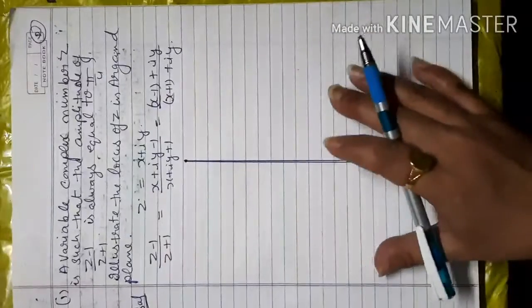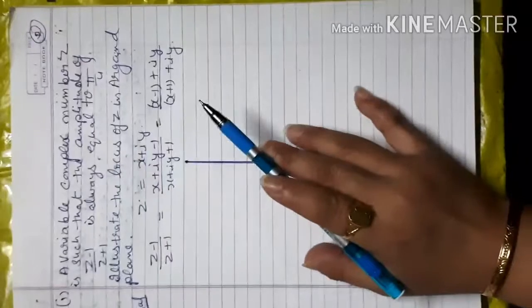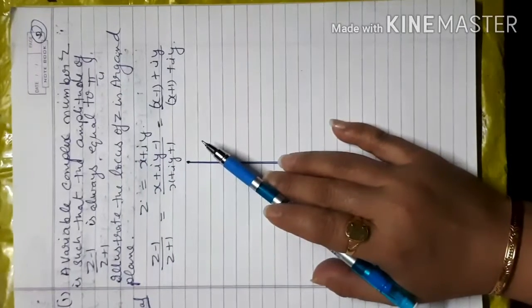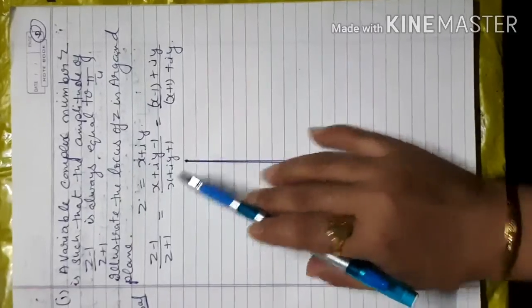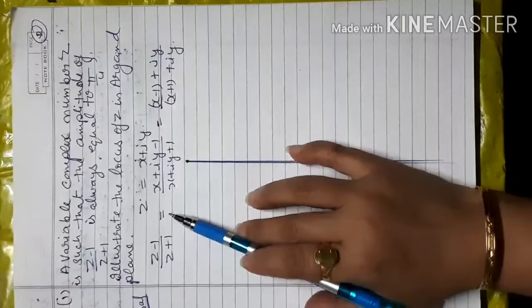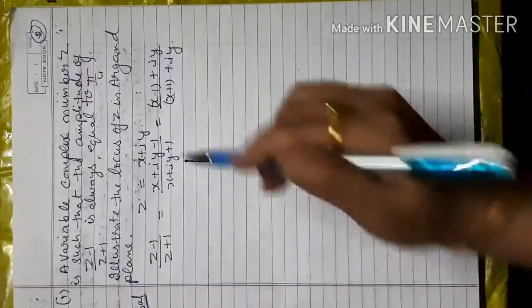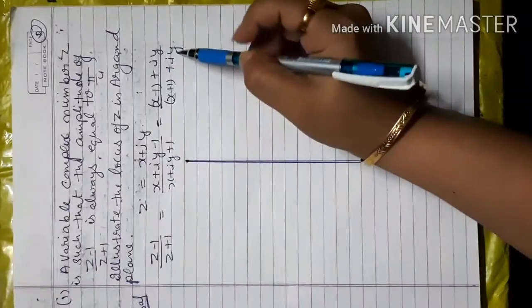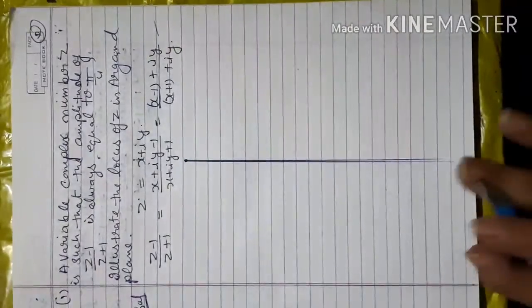If no complex number is given, we can imagine any complex number, like a point (x, y) that is moving in the plane, and z is equal to x plus iy. So z minus 1 upon z plus 1 is equal to (x plus iy minus 1) upon (x plus iy plus 1). First I equate the real with real and imaginary with imaginary. This is my exact fractional complex number.